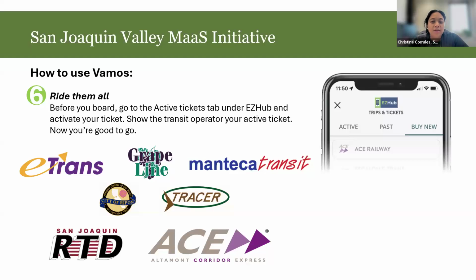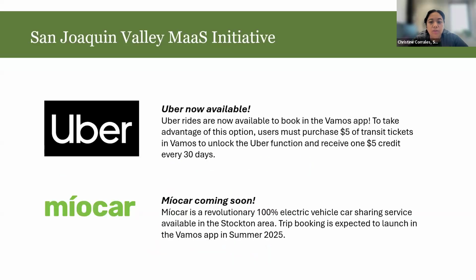But that's not all. We've also integrated, on the next slide, 2 additional transportation services. Back in 2024, we integrated Uber, and we introduced it in the Vamos app with a caveat: in order to use Uber, Vamos users must first purchase $5 in transit tickets, and then they would receive a $5 Uber card, and the Uber feature would actually show up in the app for them. And this is a rolling benefit for every 30 days.